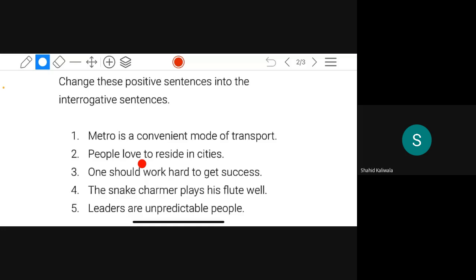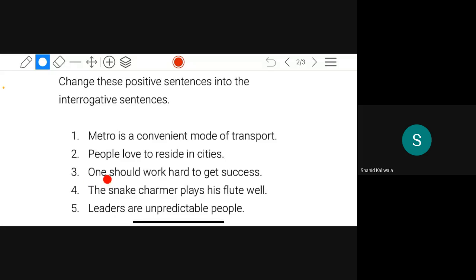Now, see, in present tense we can use do or does. But people is plural, more than one, so we use do. If it was about any one person, then we would have used does. So, do people love to reside in cities? Question mark.